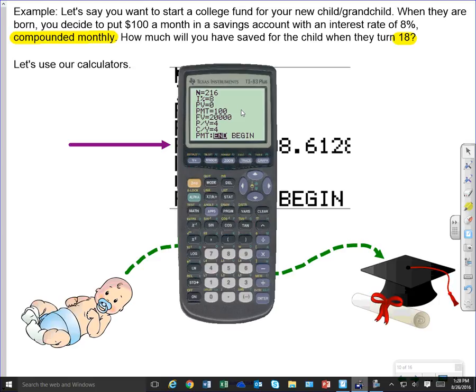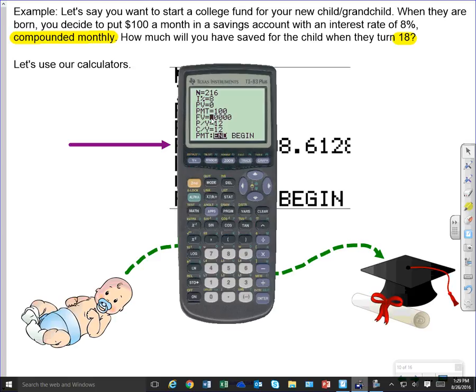Down here, I'm going to change this to what number? 12, right? Because this is compounded monthly. So this is how often it's compounded. All right, so what am I solving for in this equation? What am I going to solve for? You want to know how much you're going to have saved at the end, right? So you're trying to find the future value, which is this right here.